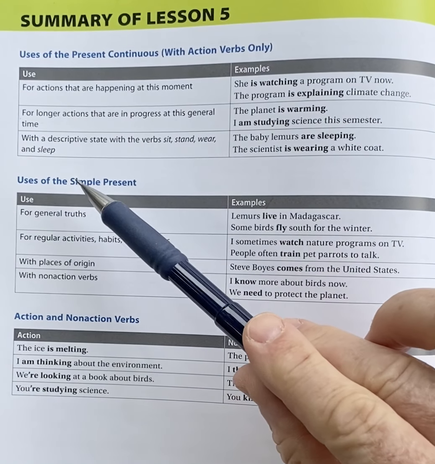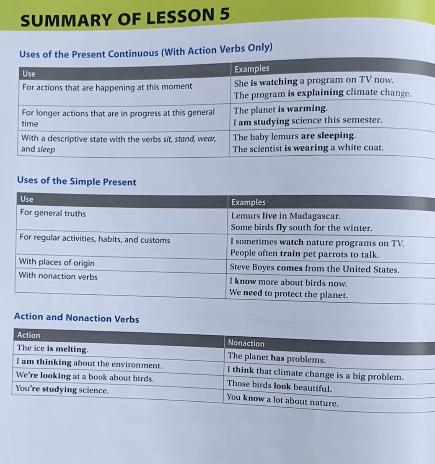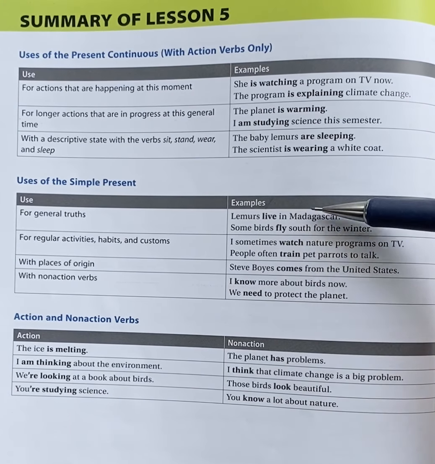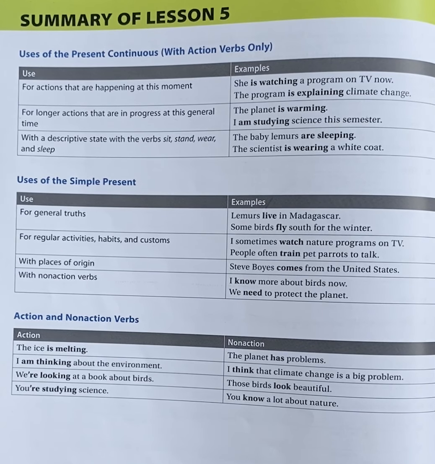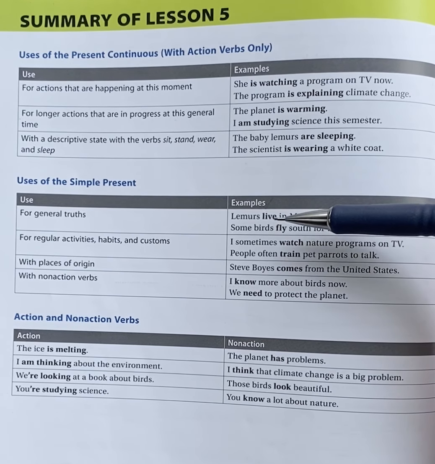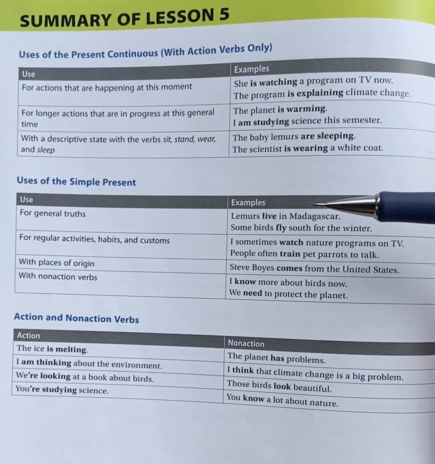Now let's look at uses of simple present. We use simple present, first of all, for general truths. Lemurs live in Madagascar. It's like saying it is true that this is the case. For example, trees grow in the forest, right? That would be for general truths. Some birds fly south for the winter. Notice that we don't have a be verb with these. It's just the verb itself, and we call it simple present.